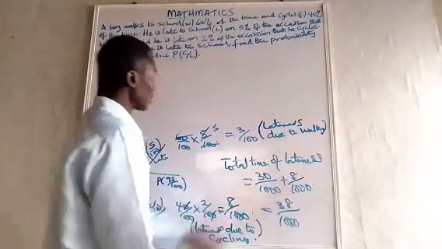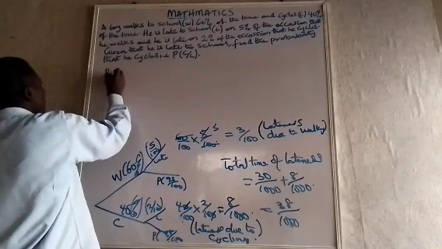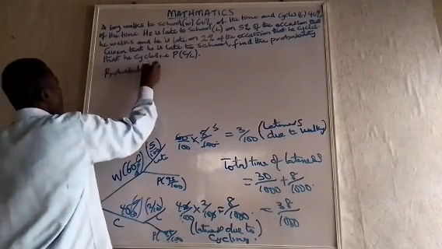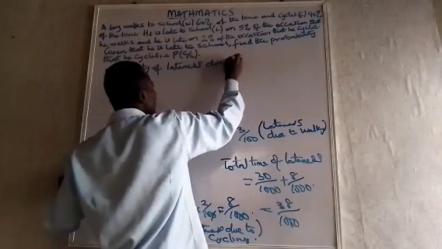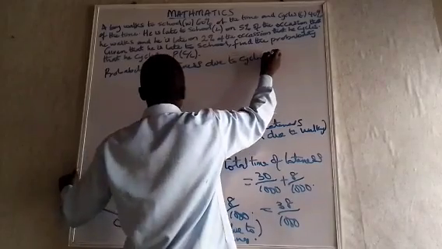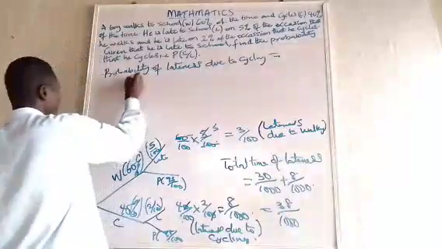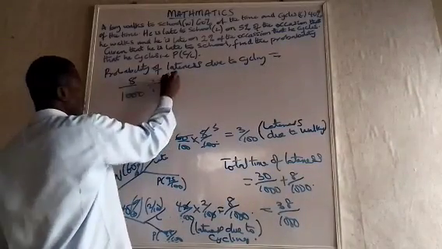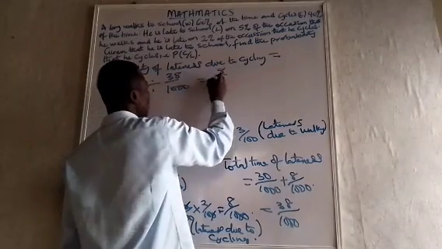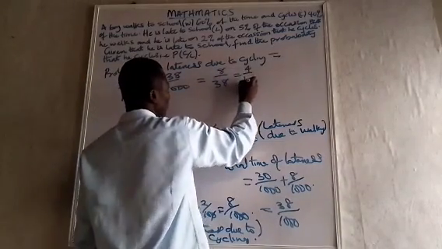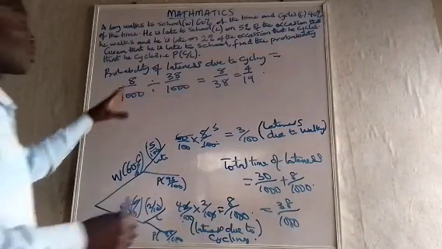So total lateness, that is it. Now, probability of lateness due to cycling is equal to 8 over 1000 divided by 38 over 1000, which is equal to 8 divided by 38, 4 over 19. So that's the probability that it was late due to cycling.